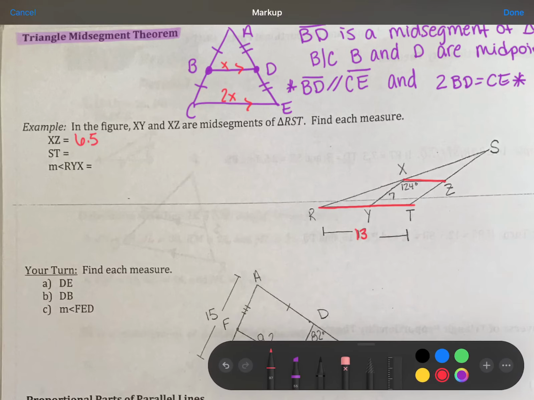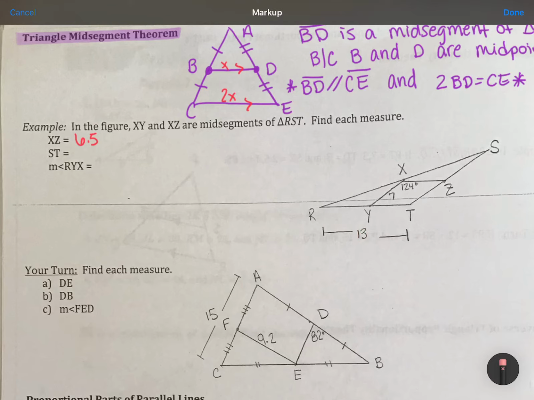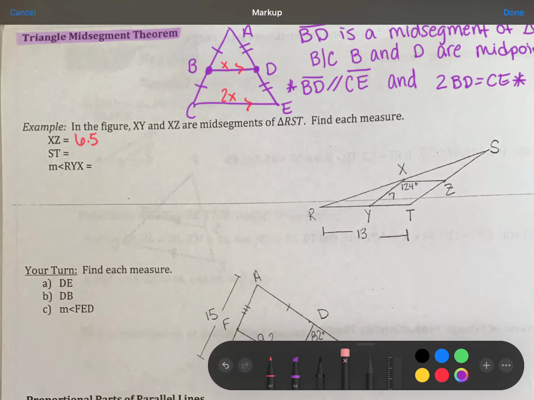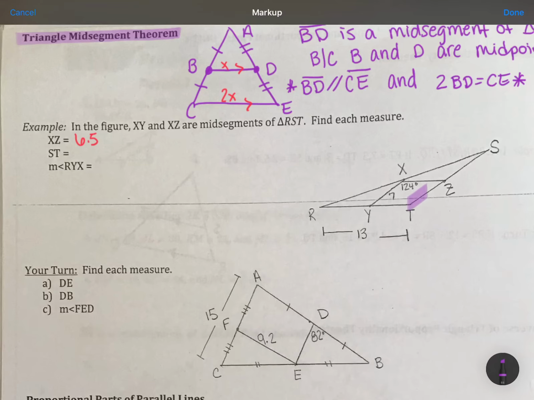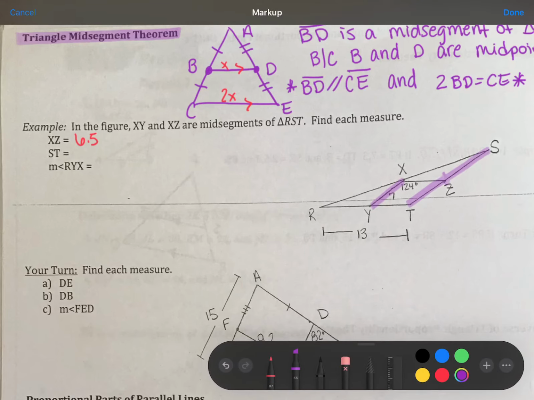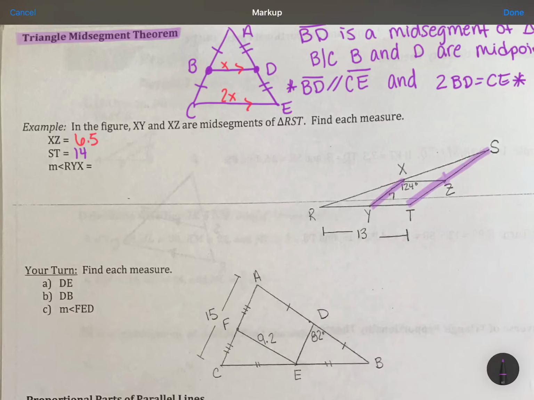Okay, and now we're going to come over here and get rid of all those markings. Now we want to find ST. Well, ST is this segment here, and it's parallel to that segment, which is 7. And 7 is going to be half of ST. So what is 7 doubled? 14. Very good.